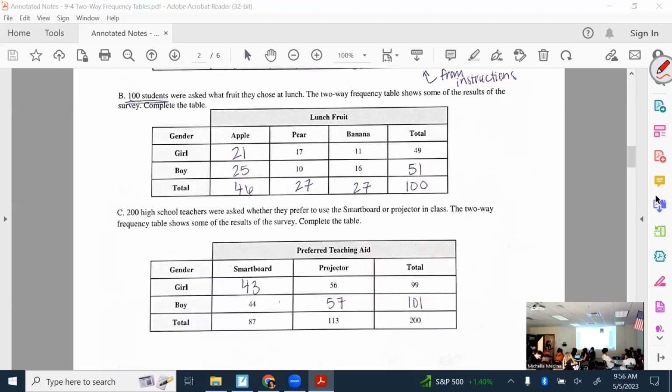first. Like they said, 100 students were asked what foods they chose at lunch. So I'm gonna put the 100 there first. And then I can work backwards. I could minus the 49 to get the boys that were surveyed. Now that I know how many boys were surveyed, I could figure out how many had to have chosen apples. So this one was more like subtraction, honestly. So 49 minus these gives me how many girls chose apples and all that stuff.